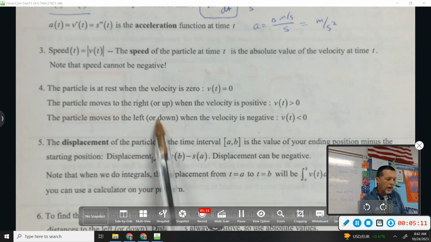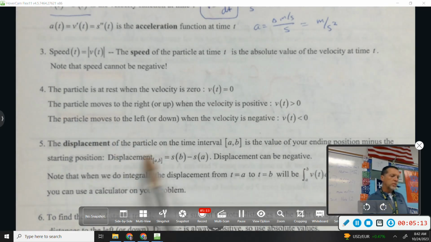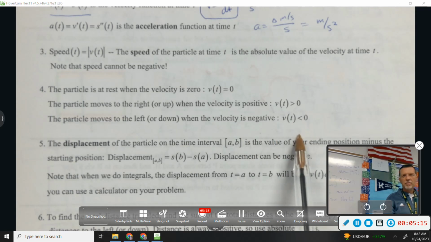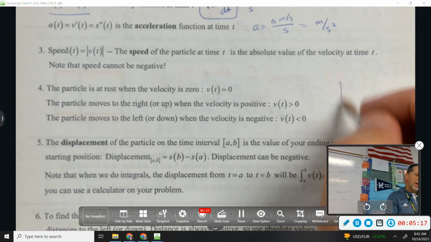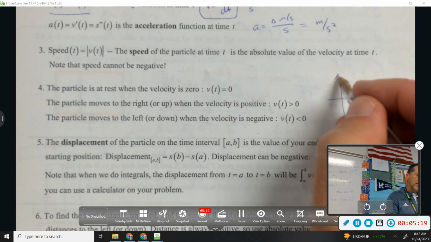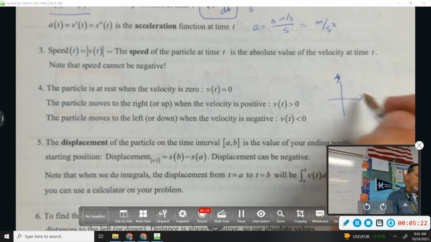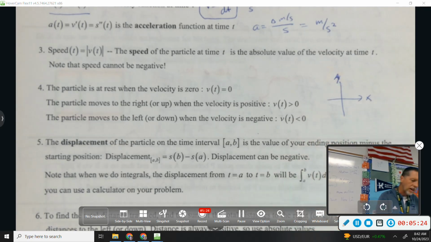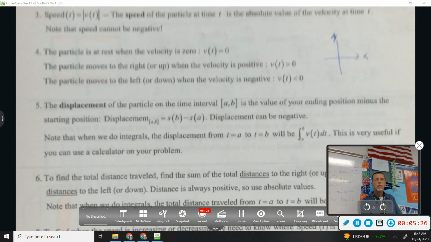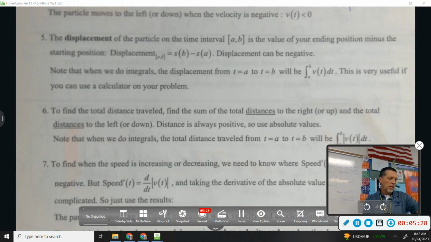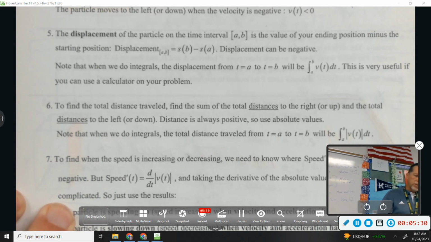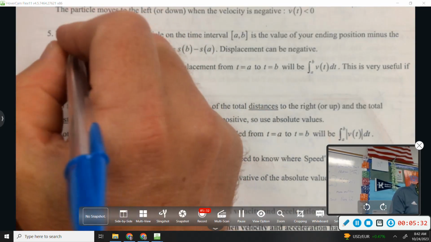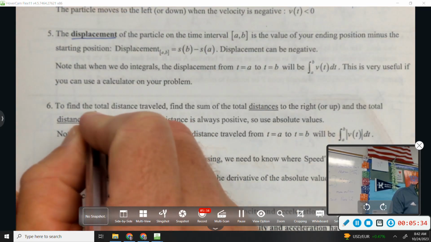Particle moves to the right when velocity is positive. Particle moves to the left when velocity is negative. That makes sense, right? It matches the coordinate plane. Positive is up or right. Negative is down or left. All right. Another parallel with physics is displacement versus total distance.